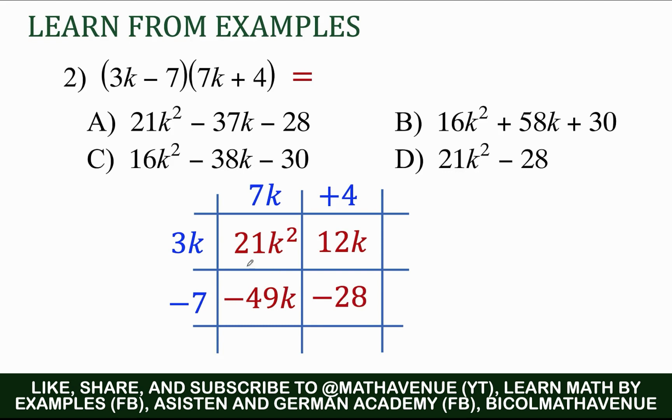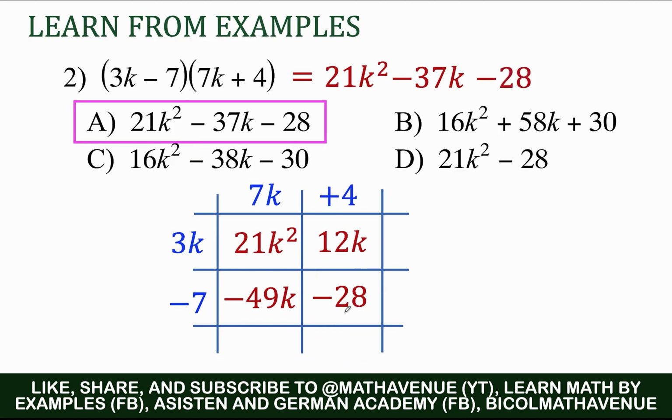Then, combine like terms. Copy 21k squared. Then minus 49k plus 12k, they are like terms that we can combine to negative 37k, and copy minus 28. And we now have the answer, which is letter A. Notice that the tabular method is easier to use, especially when you are a visual learner like me.